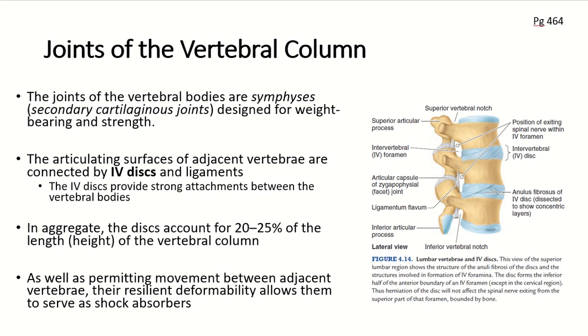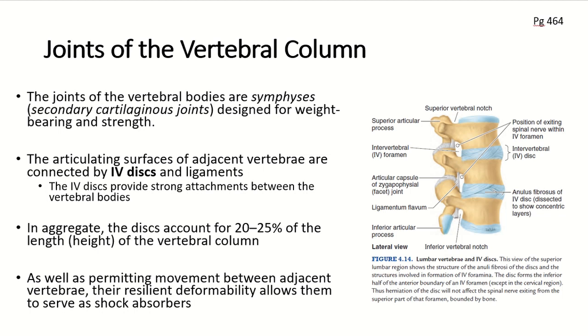Now, the joints of the vertebral bodies, in specific, are the symphyses, and they're designed for weight bearing and strength, as I said before. And the articulating surfaces of the adjacent vertebra, for example L4 to L5, are connected by intervertebral discs as well as ligaments. So here we can see the discs in between each of the adjacent vertebrae, and we can see the ligaments, for example, here, that are attaching onto the articular processes.